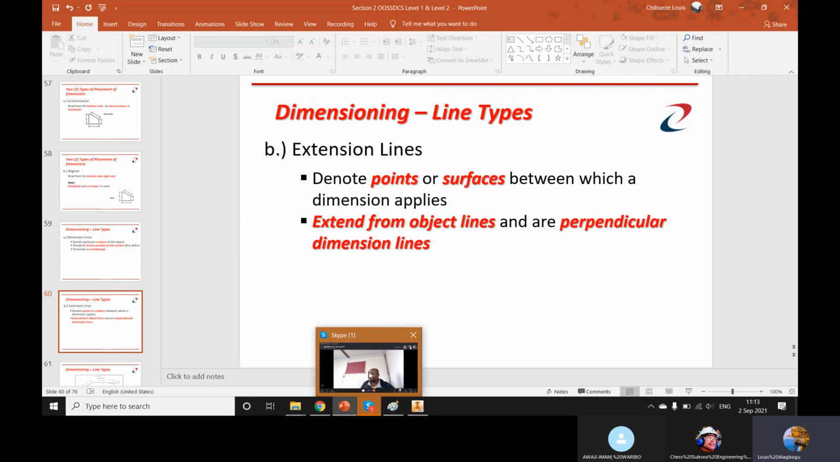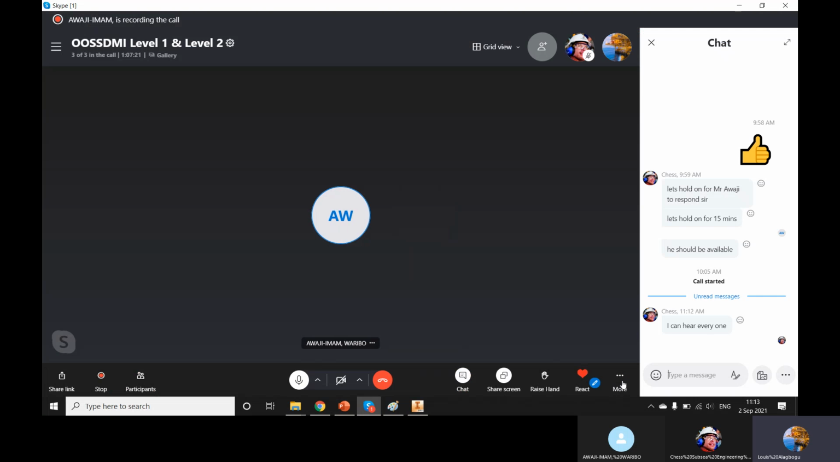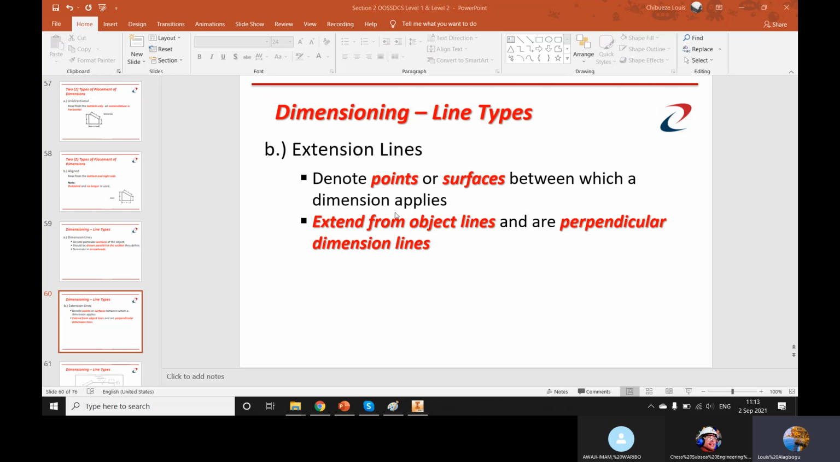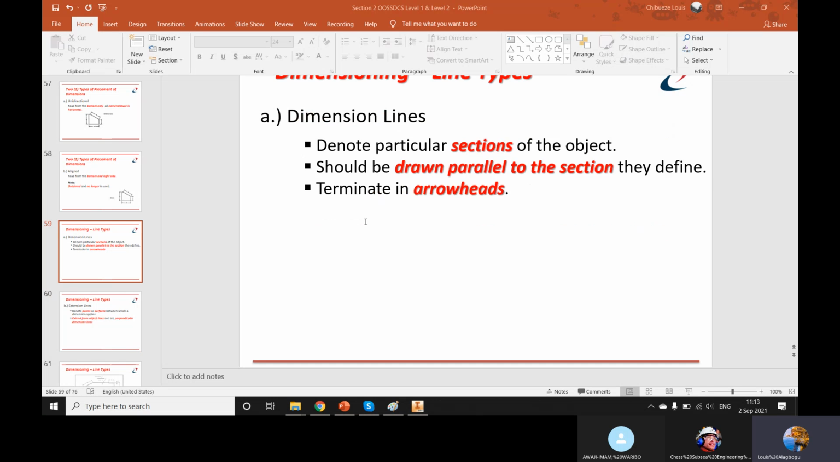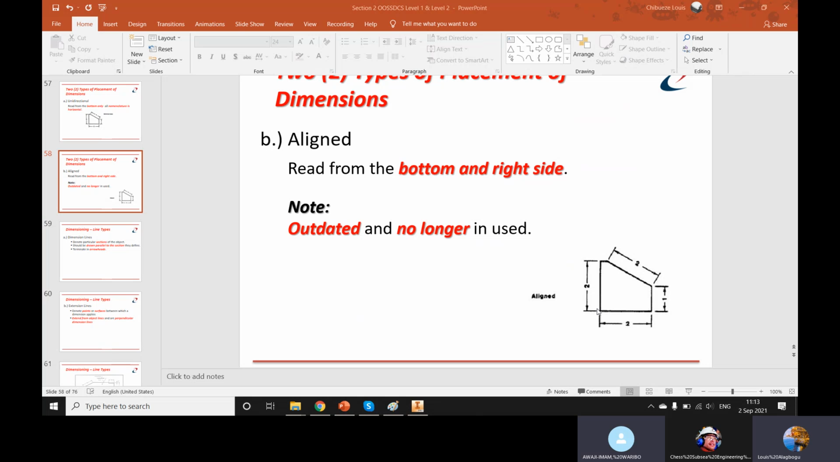Extension lines, sorry. Extension lines now, they denote points or surfaces between which a dimension applies. They extend from object lines and are perpendicular to the dimensions. What do I mean by these extension lines now? These are extension lines here. These ones here.